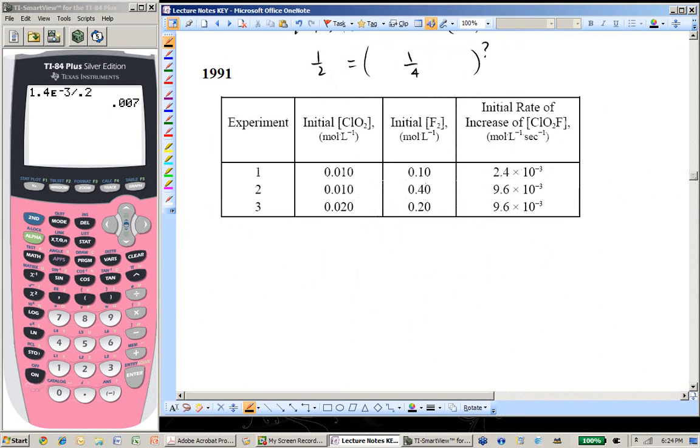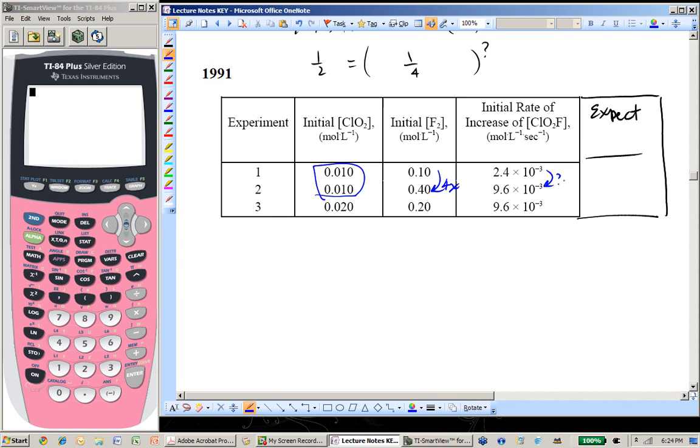All right, shall we try one more time? Experiments 1, 2, 3. This time they put the rate over here. I can already see we're in trouble because 0.1, 0.4, 0.2 is never held constant. So I'm going to have my expect line over here. And I'm going to get started by saying, I like this. That's held constant. That's quadrupled. What happened to the rate as a result? Isn't 2.4 times 4 9.6? Indeed it is. 4x. So I know right away that this is first order in F2.